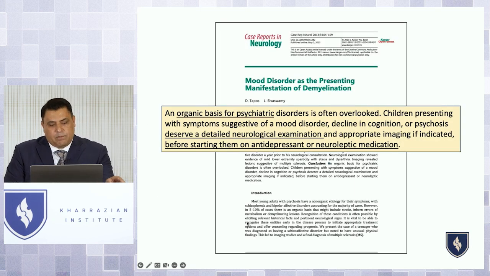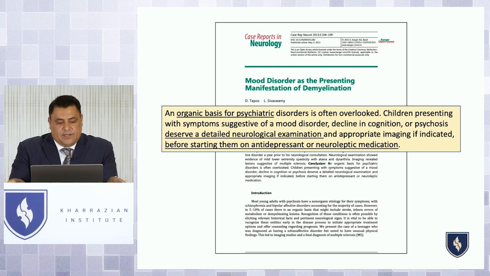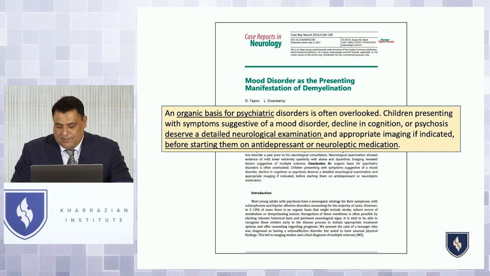consider that. And here's a paper that was published, Mood Disorders as a Presentation Manifestation of Demyelination: an organic basis for psychiatric disorders often overlooked. Children presenting with symptoms suggestive of mood disorder, declining cognition, or psychosis deserve a detailed neurological examination. Yes, they do. They deserve a detailed neurological examination, and appropriate imaging if indicated, before starting them on antidepressants and neuroleptic medication. Right? Like, for God's sake, do an exam, do a workup. That's basic, it's fundamental.